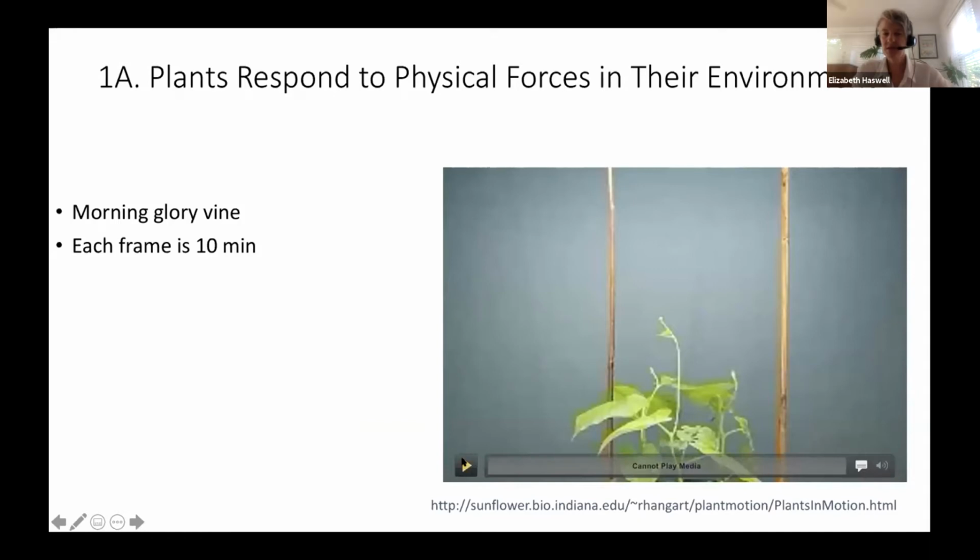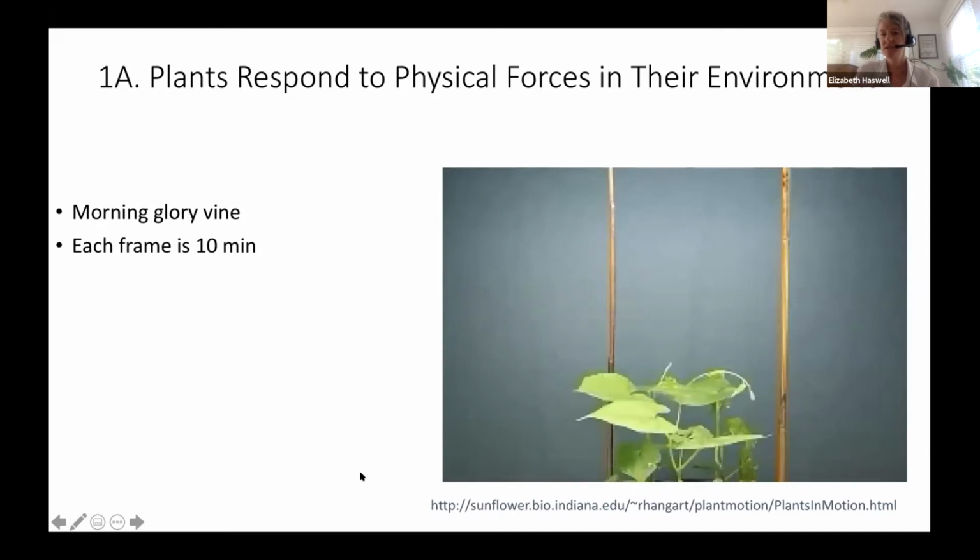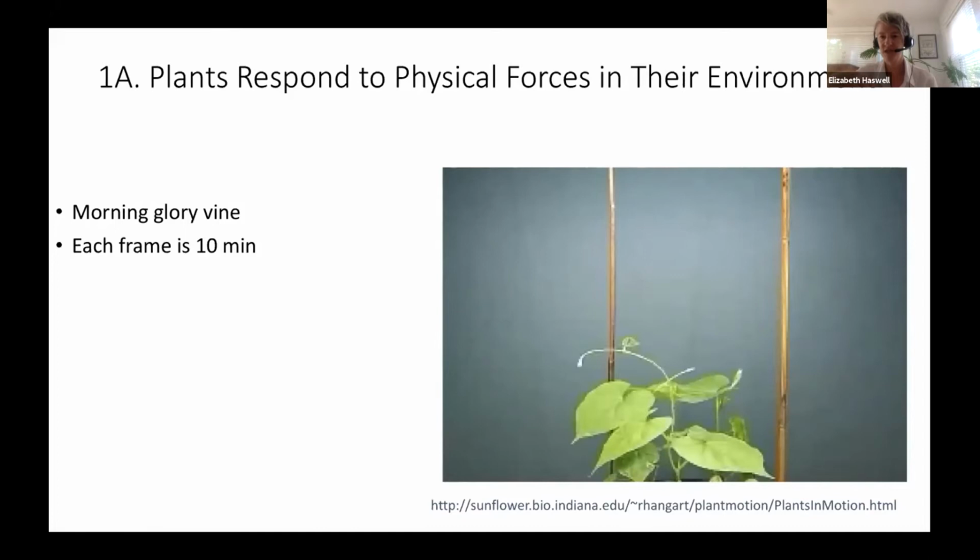So here, this is a sunflower, some sunflower seedlings that are growing. And I just want you to observe their growth pattern in this movie. What they're doing here, this is sped up. Each frame is a 10-minute frame. So we're looking over a couple of days here.